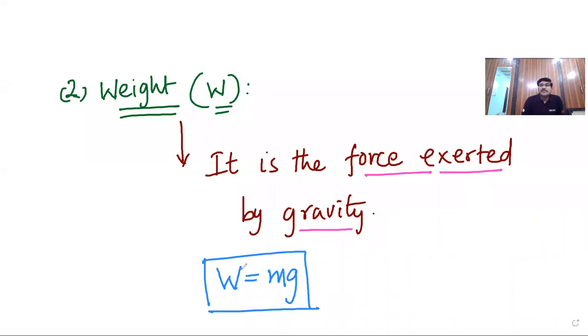Okay. Now observe. This weight is not constant. Why? Because gravity changes, g changes from place to place. Suppose on the earth, the acceleration due to gravity is 9.81. If you go on the moon, the gravity effect changes. So gravity effect changes from place to place. Hence, weight is not a constant for a given substance.